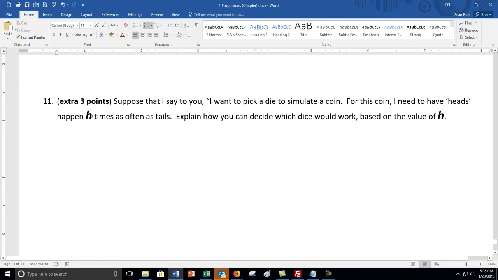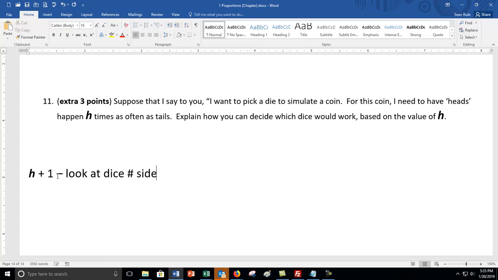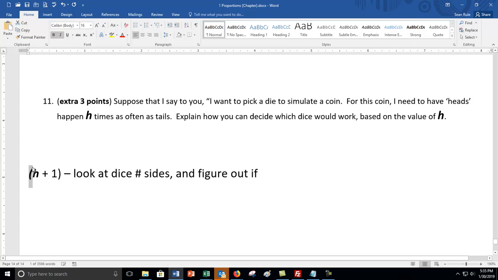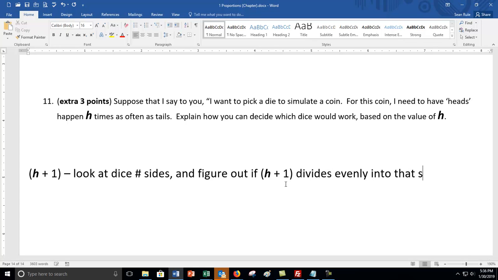Well, for this one, if it's H times, which means H could be any number, it could be 5, 6, 7, 8, 9, 10, you'd have to look at H plus 1. Let's make that bold, let's make this lowercase again. You'd have to figure out H plus 1, whatever that number is equal to, and then you gotta look at the dice number of sides and figure out if H plus 1 divides evenly into that side number.